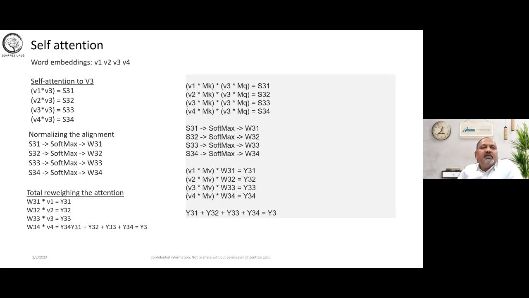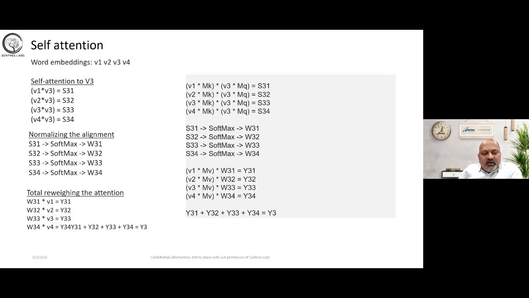Now, normalizing the alignment, softmax is the method used here to normalize these values to bring them into the range of 0 to 1, and the sum of all the weights produced should be equal to 1. So these weights are moved into a probabilistic space using the softmax. So that is the total reweighing of the attention. Now I have weights produced with respect to V3, and we would like to get an attention result Y3 by linearly combining the weights.